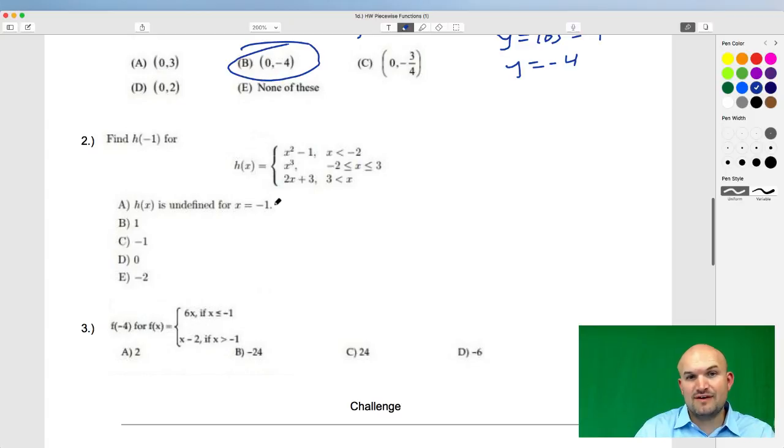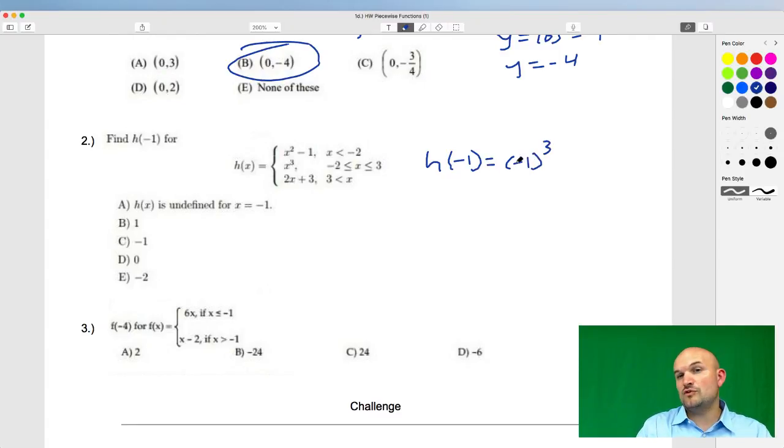The next one, find h of negative 1. So again, what we want to do is identify where is negative 1? And you guys can kind of look at this like, this function is for all values that are less than negative 2. Okay, I'm not looking for negative 1. This domain is for all values between negative 2 and 3. Well, x equals negative 1 is contained in that, right? So therefore, that's the function I'm going to want to use. Then I need to plug in h of negative 1. So h of negative 1 is equal to negative 1 cubed. So negative 1 cubed, I think we already did a problem like that, is going to be negative 1. So that's going to be C.